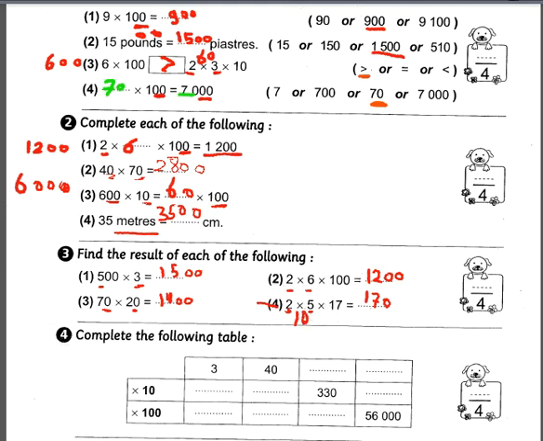Question number 4, he said complete the following table. 3 times 10 equals 30. And here we have 40 times 10. How many zeros here? We have here 0. And also in 10 we have another 0. So we'll put 2 zeros here. And 4 times 1 equals 4. So 40 times 10 equals 400.